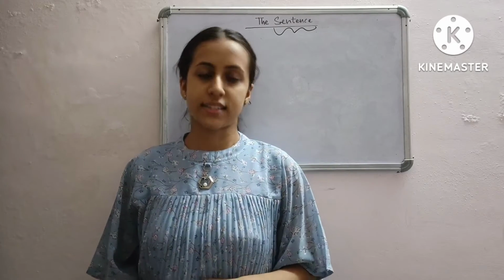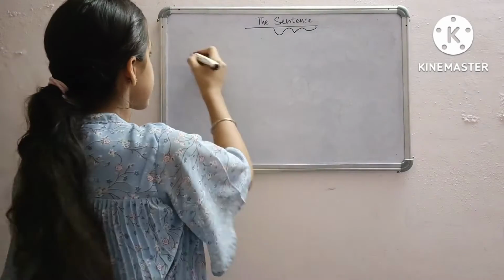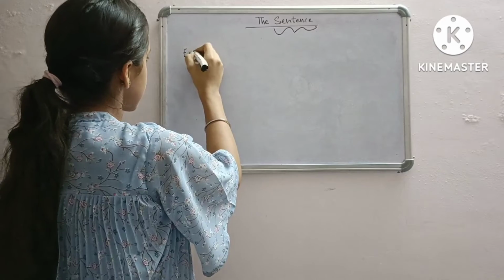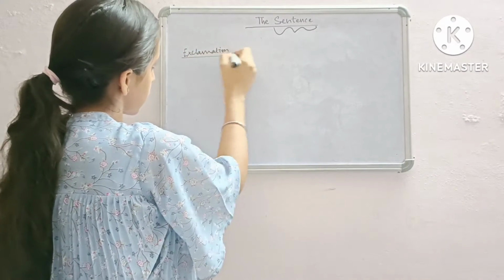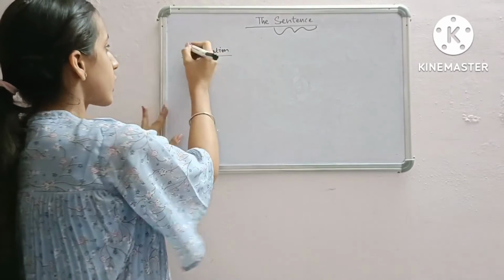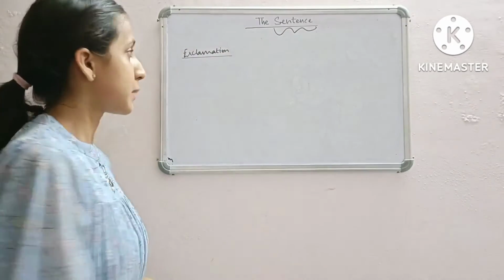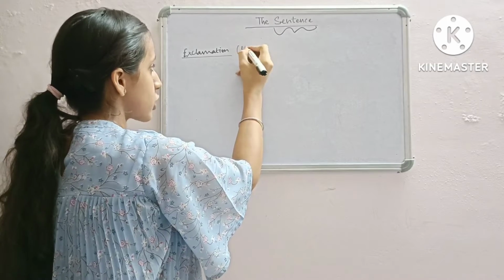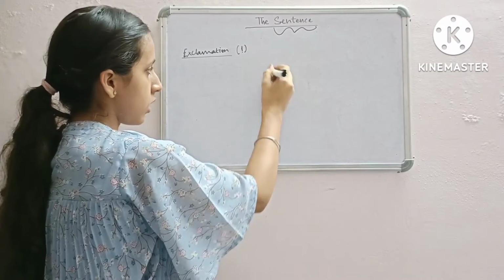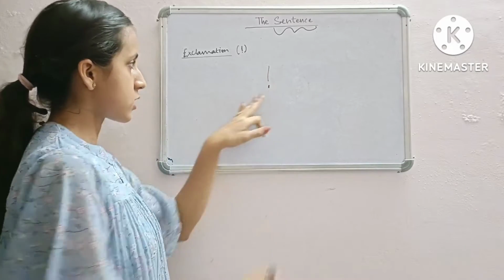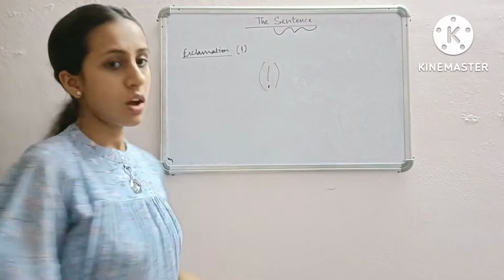Alright, now we have the exclamation sentences. Exclamation sentences are the ones, exclamation. Okay, exclamation means you're exclaiming something. That means they end with an exclamation mark. It's like this. It's a straight one, and here's a full stop. So it becomes the exclamation mark.